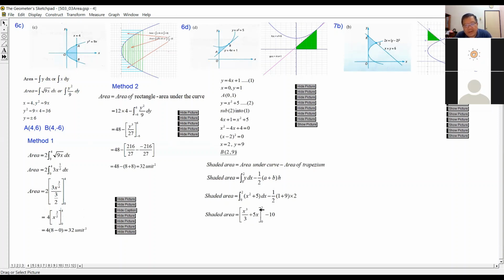So we use the area under the curve minus the area of the trapezium. You will get the required area. So finally you get the shaded area, right? The area that is required is 8 over 3 square units. Any question?